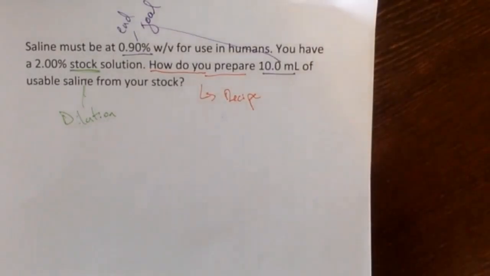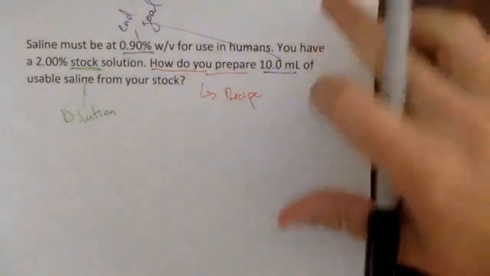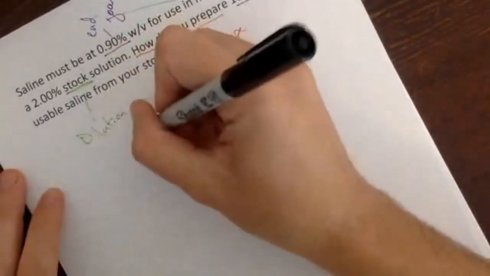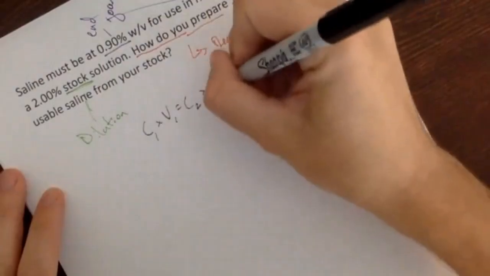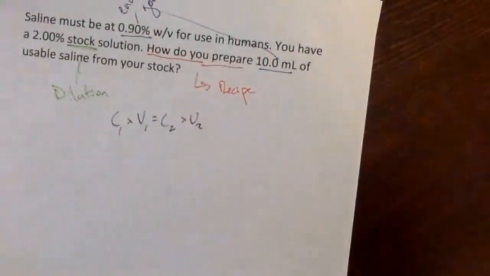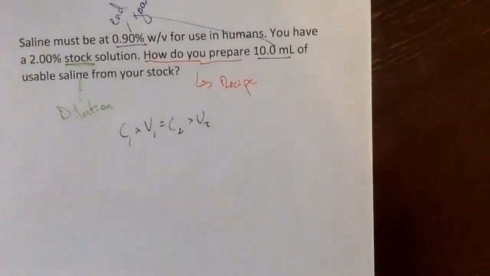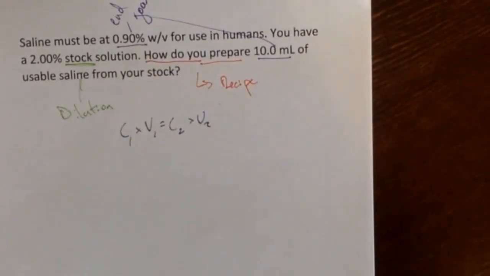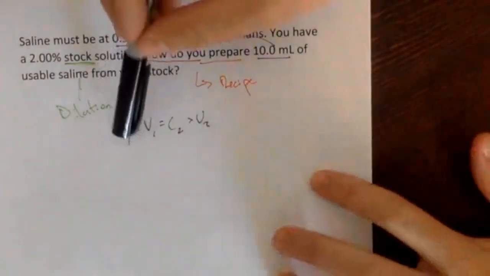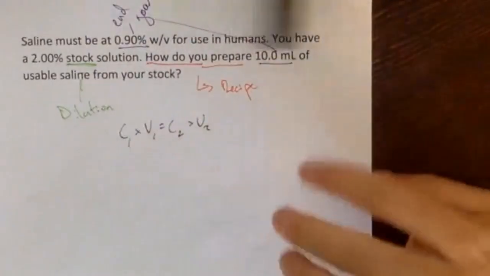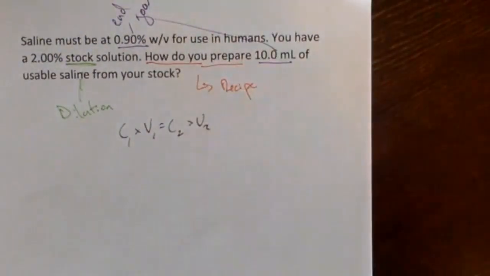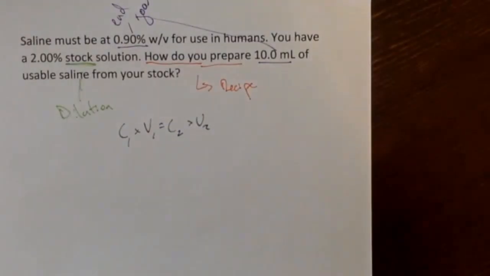So whenever we are dealing with dilution, we want to use our dilution equation: C1 times V1 equals C2 times V2. C stands for concentration, V stands for volume. So we want those variables to be filled in. There's a total of 4 variables. If we want to solve for 1, we need to be given 3. So 1, 2, 3, we do have those 3 variables. We can solve for the 4th, the single unknown.